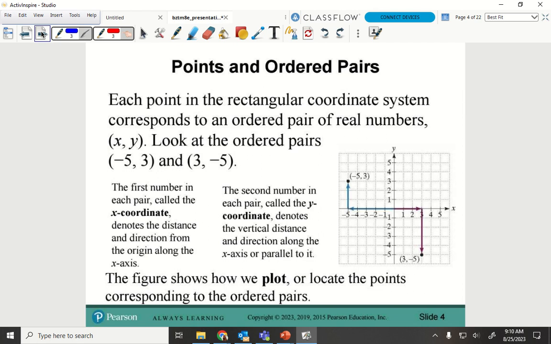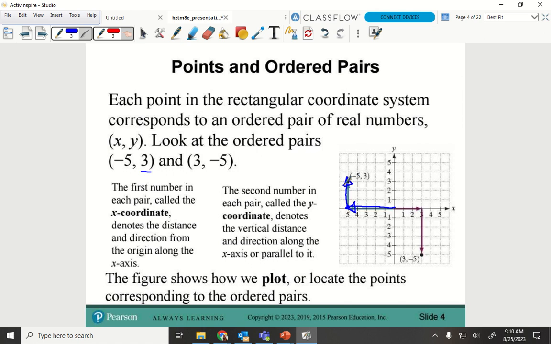-5, so that starts with my x coordinate. The -5 on the x is going to go to the left. And then the 3, that is a positive 3, so it's up, because it's now the y coordinate. X is left and right, y is up and down. So from there, I need to go up 3, and that gives me -5, positive 3.